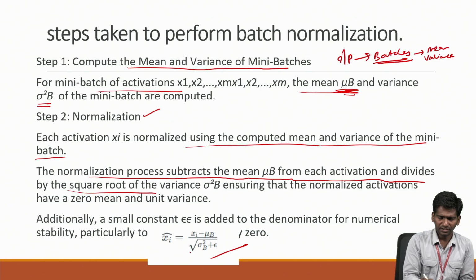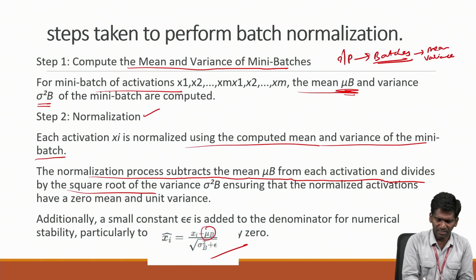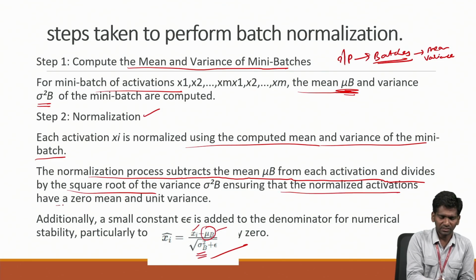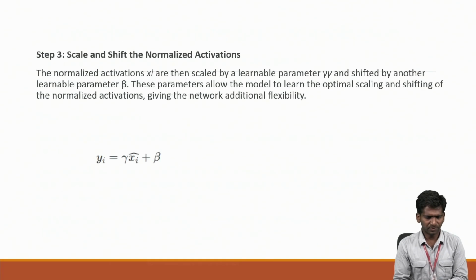You can see here that it subtracts the mean from the individual activation, and divides by the square root of the variance, which you can see down here. The normalized activations then have zero mean and unit variance. So this is the actual formula used to perform batch normalization in the second step.